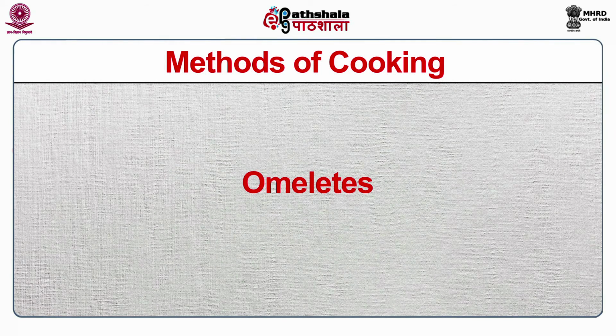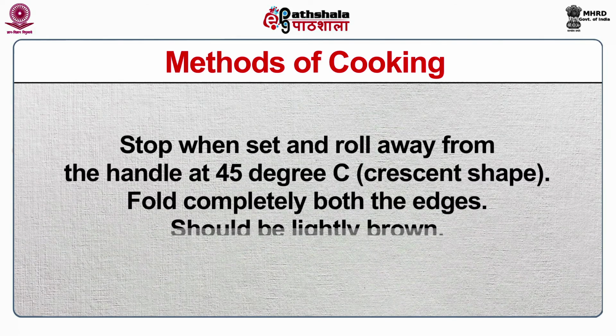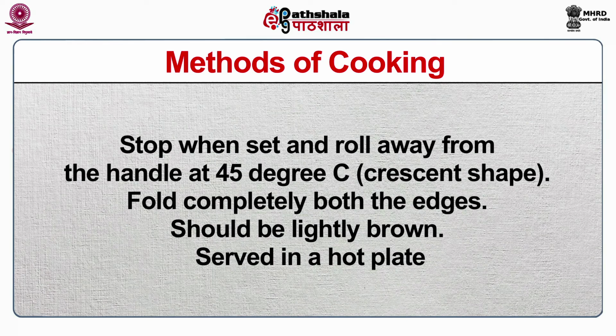Omelets. Beat the eggs, 2 to 3 per person, with salt and pepper using a fork. Heat 10 grams of butter in a pan. Pour the egg mixture. Shake the pan while stirring the egg. Stop when set and roll away from the handle at 45 degrees. Fold completely both the edges like a crescent shape. Should be lightly brown, served on a hot plate.